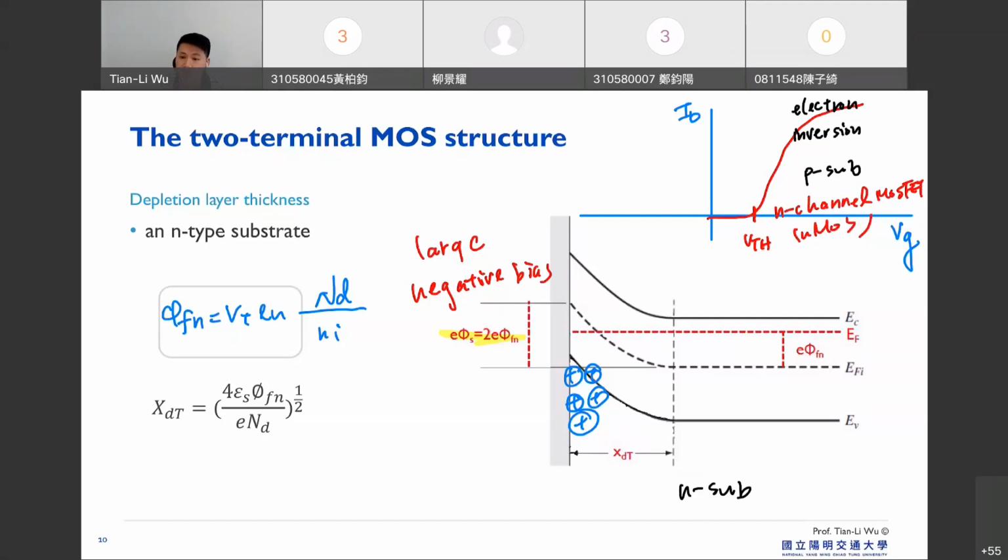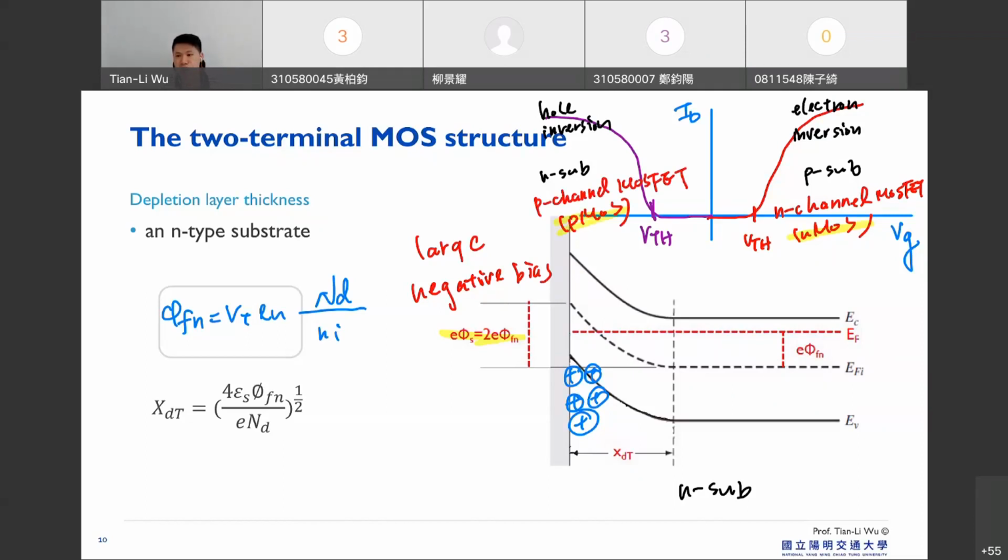On the other hand, if this happens in the N substrate, where we apply a large negative bias, then we can start to have the hole inversion. We have a hole inversion here, and then we have the VTH as well. And because we have a hole inversion, we call this a P-channel MOSFET, and sometimes in short name, we call this a PMOS. So we have a PMOS and we have an NMOS here.